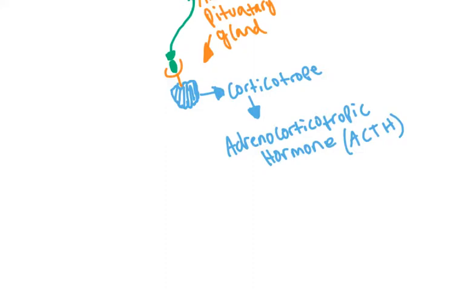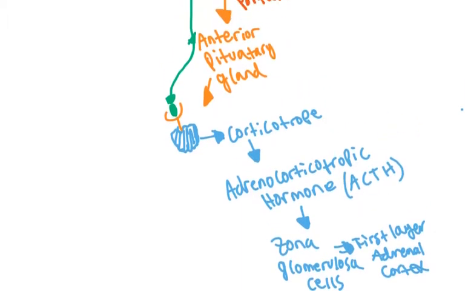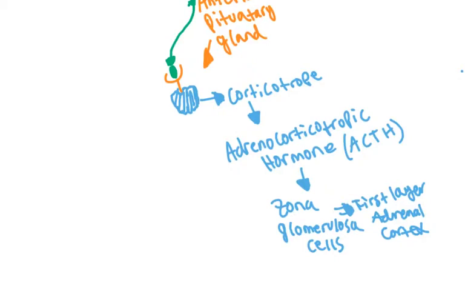kidney cells, in particular our zona glomerulosa cells. And here, remember, this is our first layer of our adrenal cortex. And here is where the ACTH will actually act. But first, we're going to talk about what happens when angiotensin, or you know what? Let's just talk about this since we've already talked about adrenocorticotropic hormone.